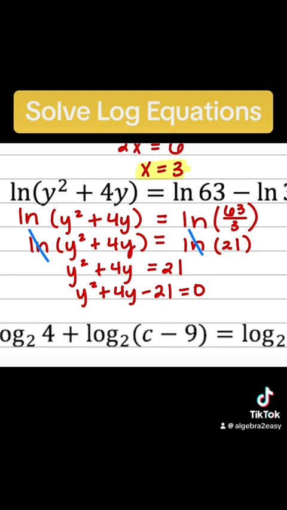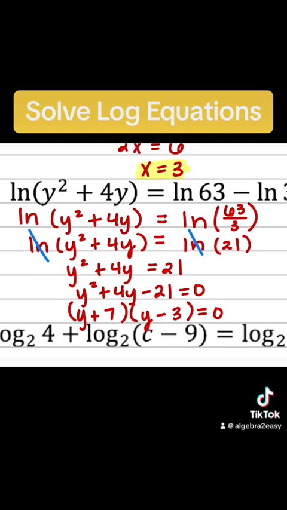Then I'm going to factor this quadratic. When factoring, remember, you are trying to, in this case, add to get 4, and multiply to get negative 21. The factors that will do this are 7 and 3. Notice we need a positive 4, so it's going to be y plus 7, and then y minus 3. Again, 7 minus 3 is 4, and 7 times negative 3 is negative 21.